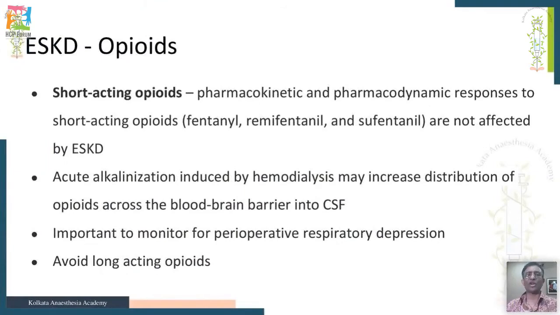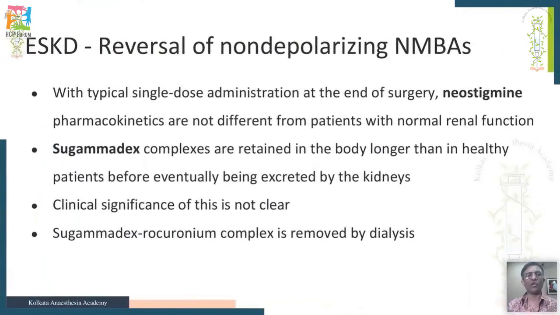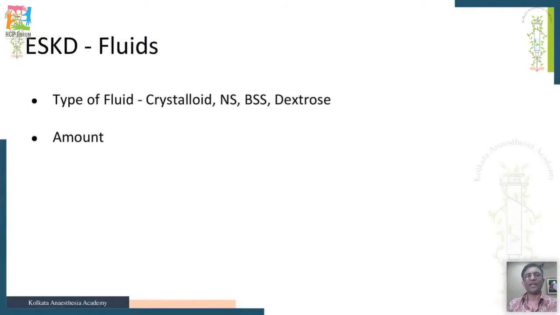About opioids, short-acting opioids are the ones to go for, and avoid the long-acting opioids. Reversal with neostigmine remains just like what it was even without end-stage renal disease. About sugammadex, we talked about it.